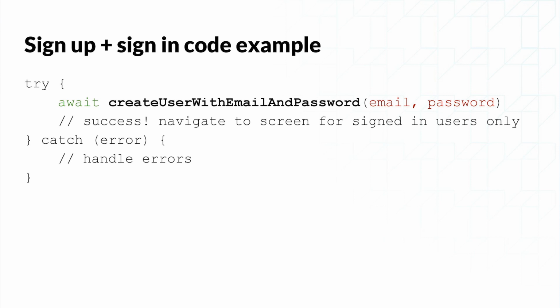It sends the provided email and password, those function arguments, to Firebase. Those credentials get validated there at the backend. And if they are valid, there's a success. We can maybe navigate the user to the screen for signed-in users only. And at the backend, the user object is being created.